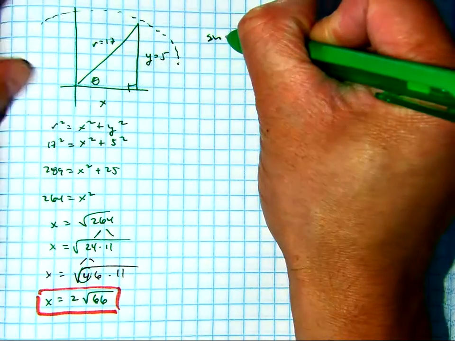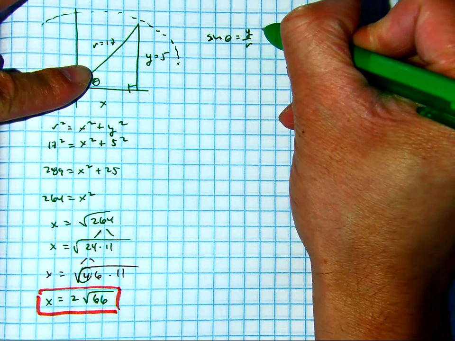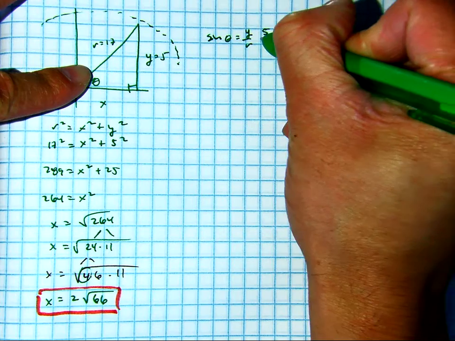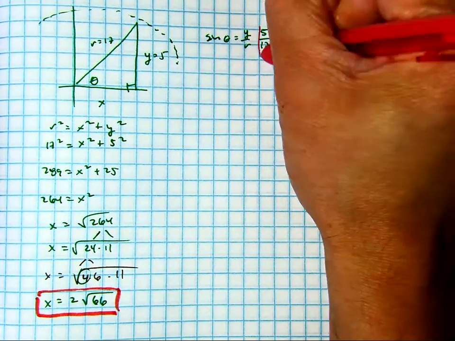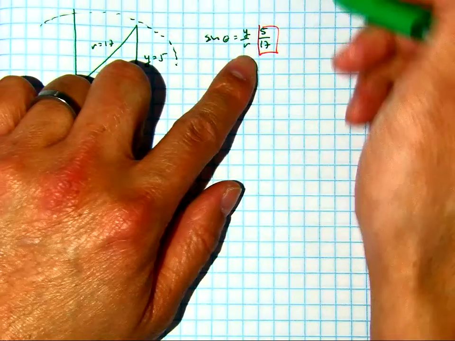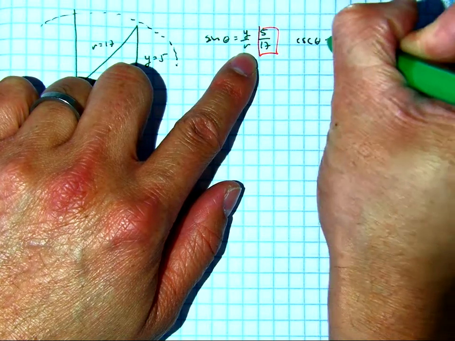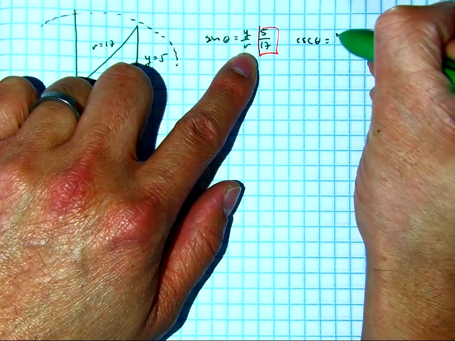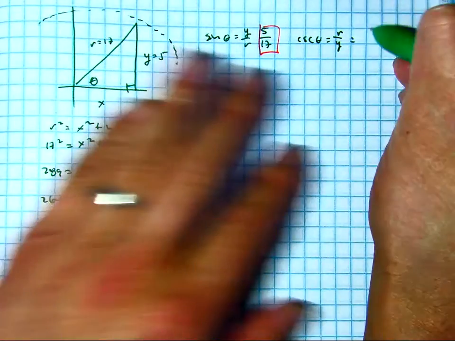Sine of theta is y over r, so that'll be 5 over 17. Raise your hand if you got that. Guys, look at this. I'm just going to use the reciprocal identity. Cosecant is r over y, so I can just flip that. I don't even have to look at the picture. 17 over 5.